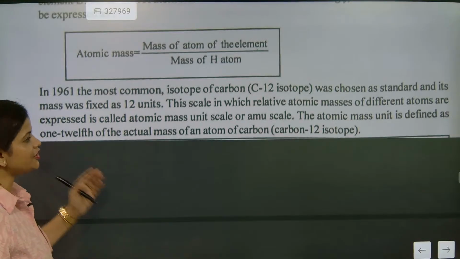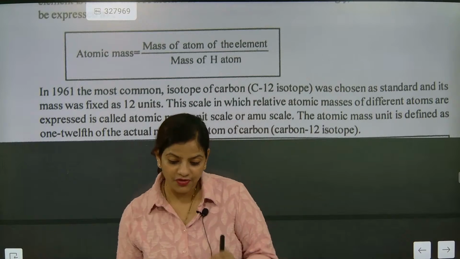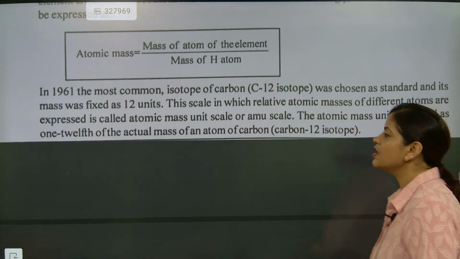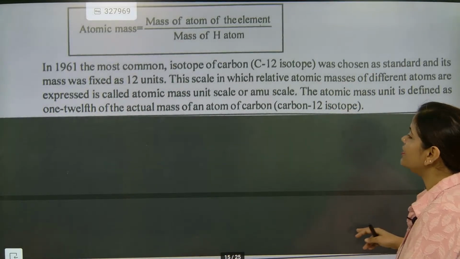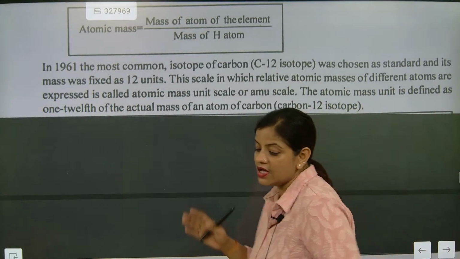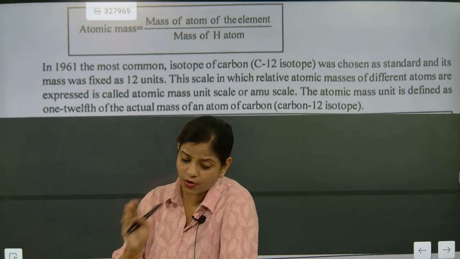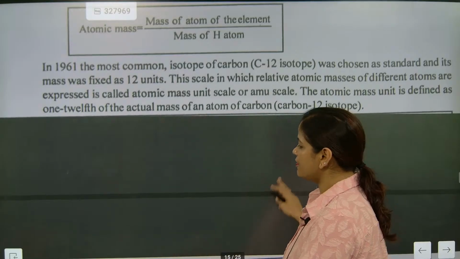Understood. So this is the definition of atomic mass unit. And you must remember the definition of atomic mass unit, beta: 1/12 of the actual mass of an atom of carbon. So carbon 12 isotope. It is carbon 12 isotope. And this is one of the most important concepts. It is the pioneer part if you want to know. So definitely you must remember this one.